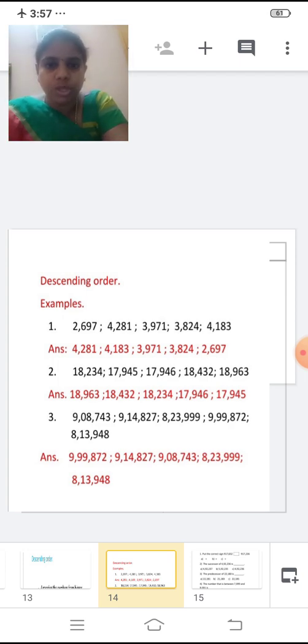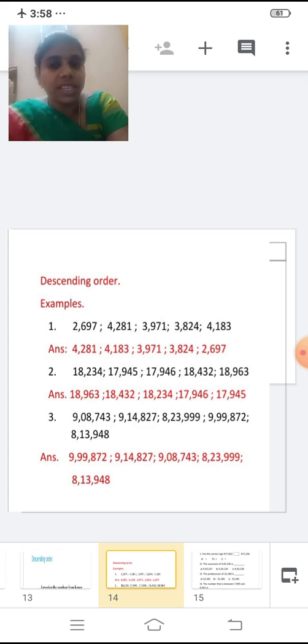So the second number also has 4, and the fifth number also has 4 in the thousands place. Now compare the hundreds place for the second and fifth numbers. In the second number we have 2 in the hundreds place. In the fifth number we have 1. So 2 is greater than 1. So obviously 4,281 is greater, right? It is the biggest number. 4,281. Then 4,183.